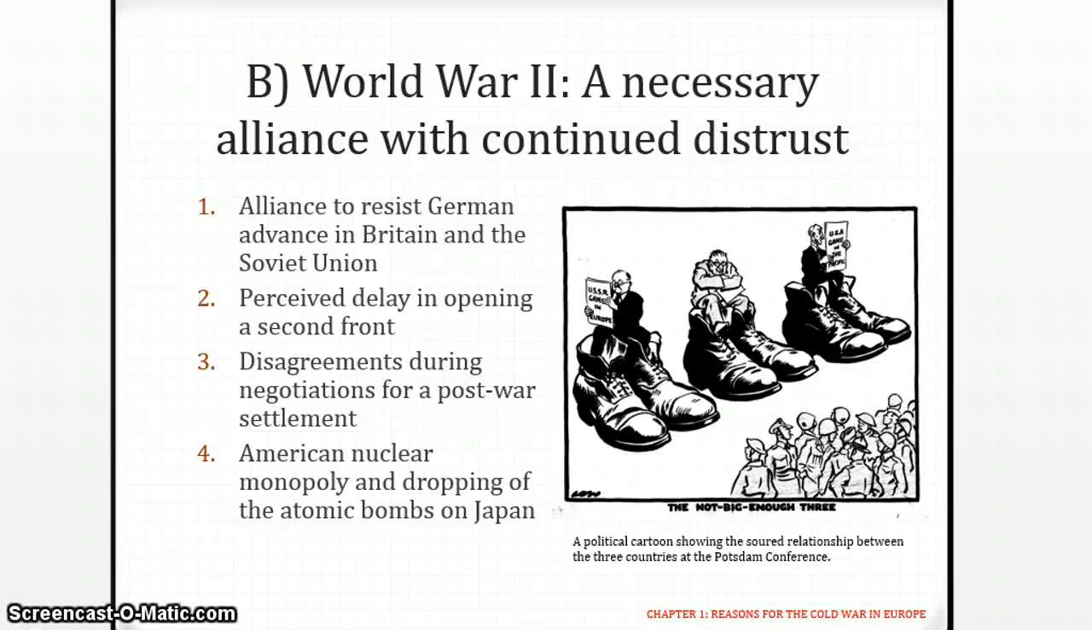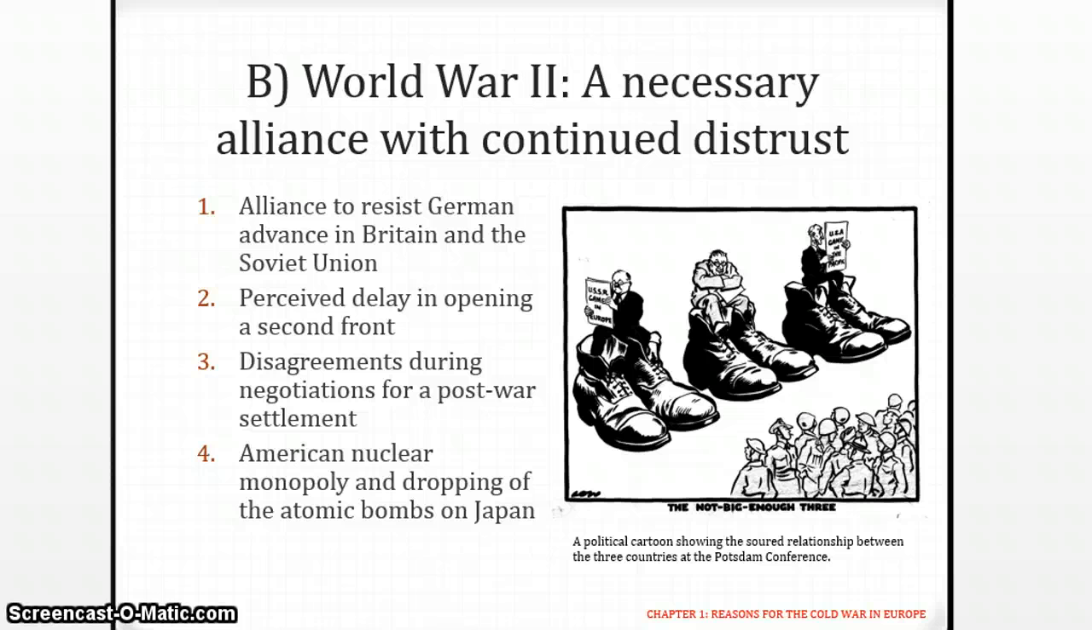Okay. Now, the second reason that we're moving on to is a necessary alliance with continued distrust during World War II, which means to say that after the events of distrust during the Russian Civil War and the ideological differences stemming from USA's democracy versus USSR's communism, they sort of took a break during World War II when they had a common enemy, that is Germany.